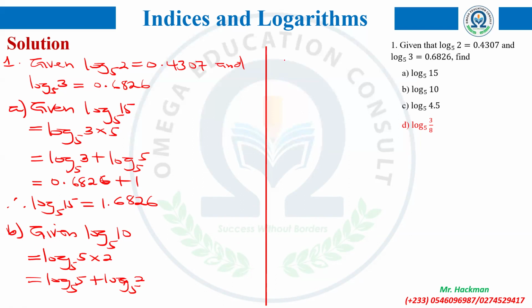Yes, please. Which will be equal to log to the base 5 of 5, we all know that is 1, then plus log to the base 5 of 2. That is given as 0.4307. So it means I'm going to get, therefore, log to the base 5 of 10 equal to 1 plus this, which will be 1.4307. I'm done. All correct.